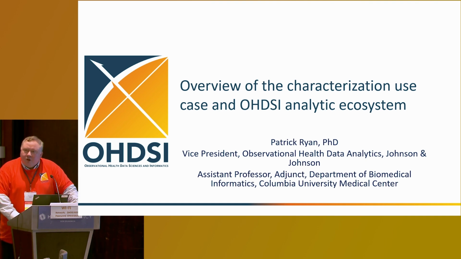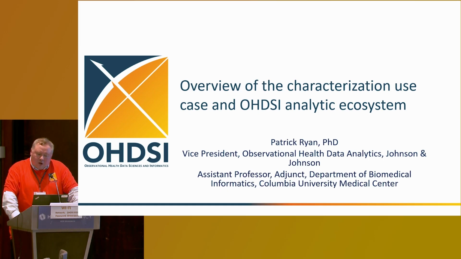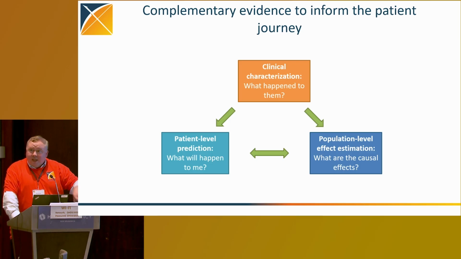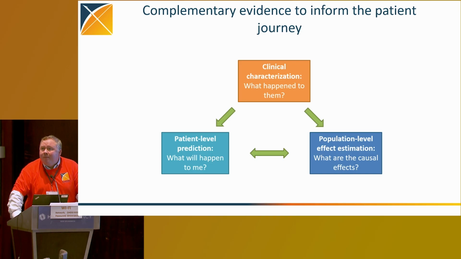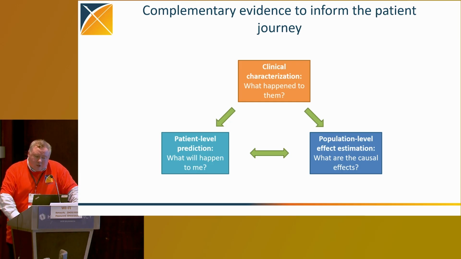So first, I'm going to walk through our overview of the characterization use case in the OHDSI analytic ecosystem. So in OHDSI, we generally have been classifying that there are 3 primary use cases for real-world data. There is clinical characterization, which is what happened to them. We can think of this as descriptive epidemiology from a wide array of different use cases, whether that be disease, natural history, outcome incidence, quality improvement, treatment utilization.